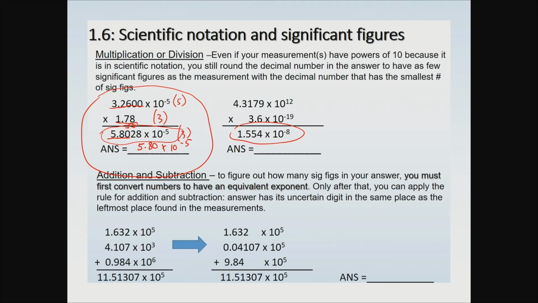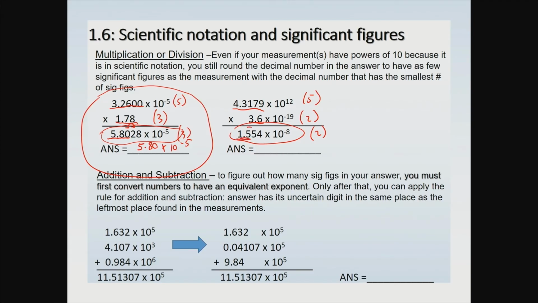So we look at the first measurement, and you can see that it looks like there are 5 significant figures here. Again, the power of 10 does not affect that. And then the next number here, you have 2 significant figures. Again, the power of 10 does not affect that. Therefore, we round the answer to have as many significant figures as the measurement with the fewest significant figures. So we need to round this answer to have 2 significant figures. And so here are the 2 figures that we want.